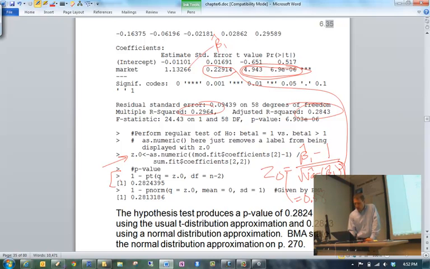And normally you would do a regular old t-distribution approximation, and with n-2 degrees of freedom, you get a p-value of 0.28. This is a right-tailed test. If I use a normal approximation that they do in the book, you get 0.2813.